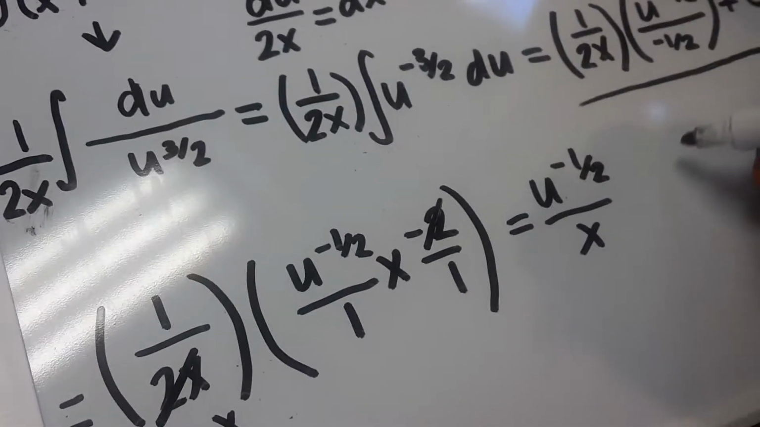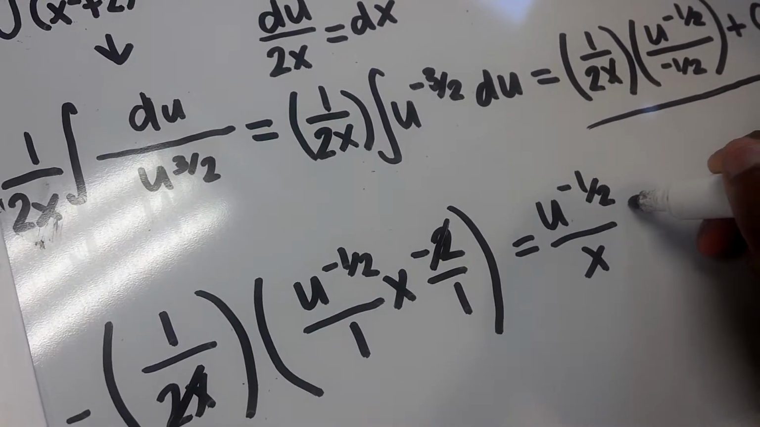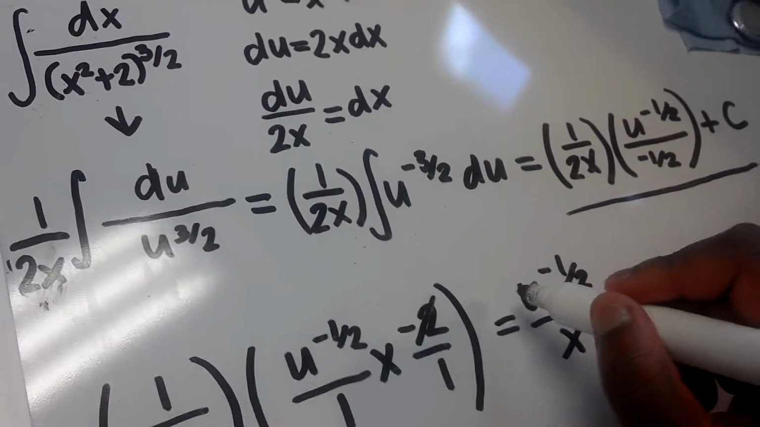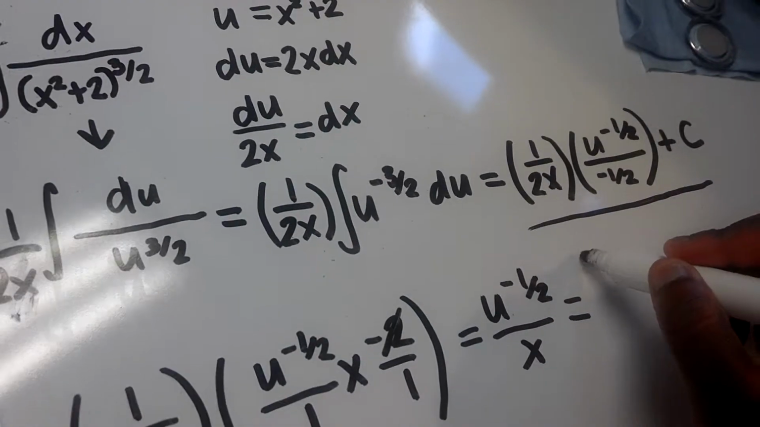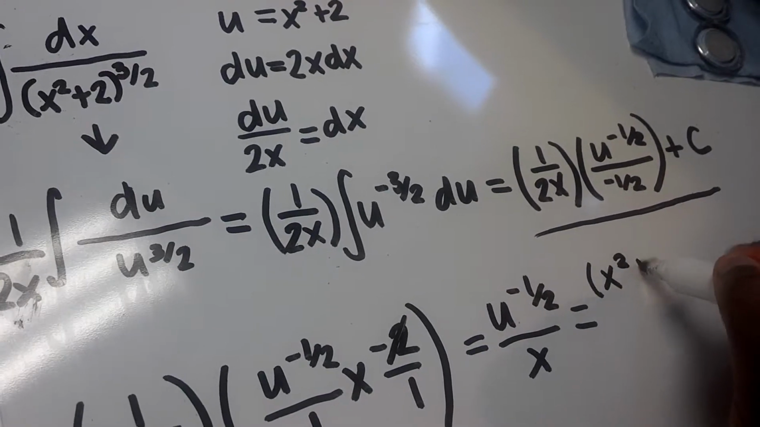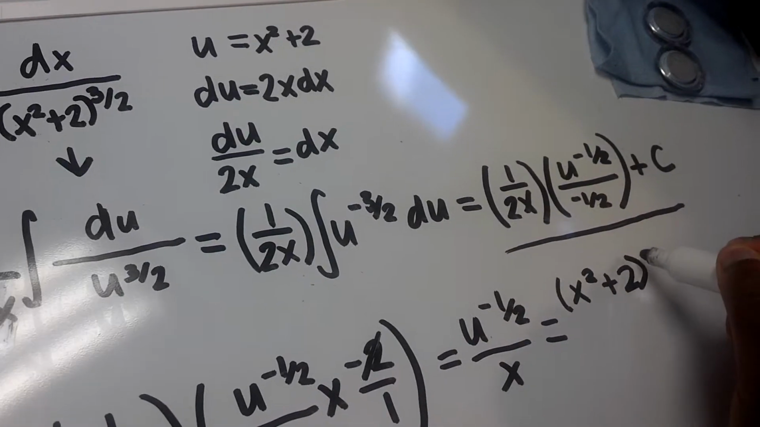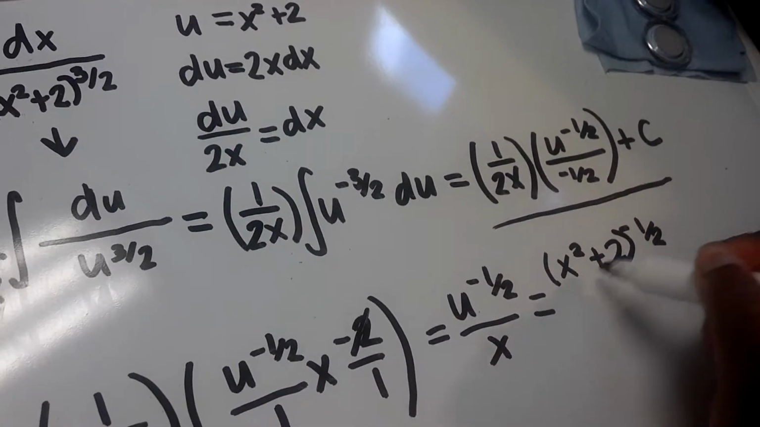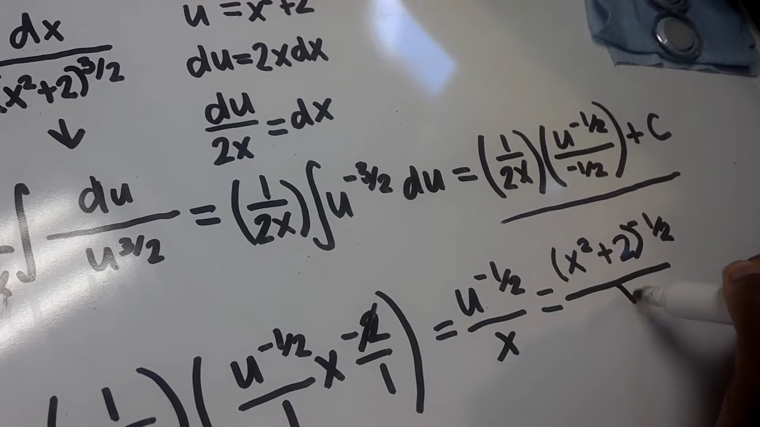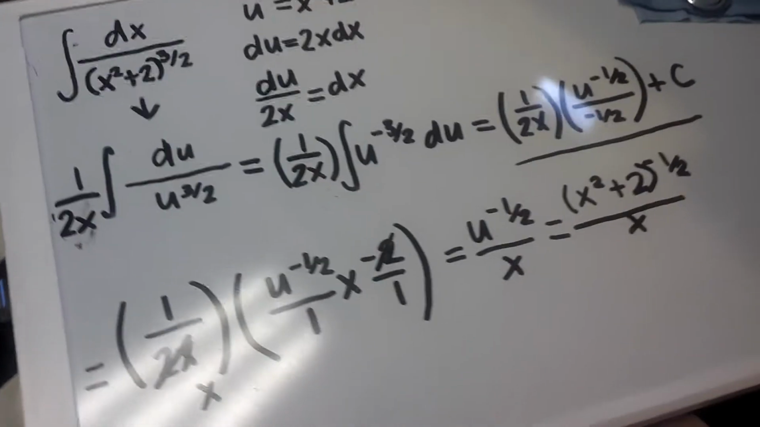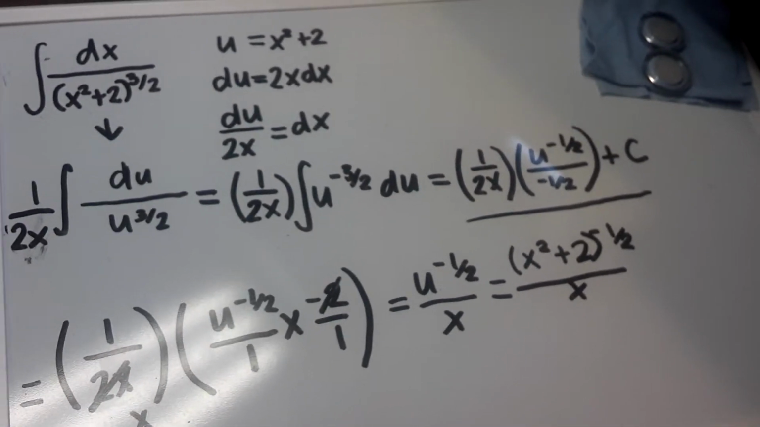So now we can just plug back in the original u. The original u was x squared plus 2, to the negative 1/2 over x. And that should be our answer.